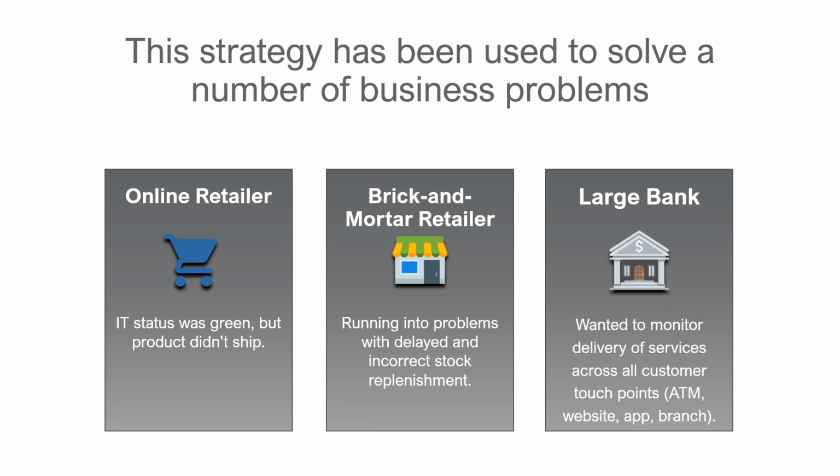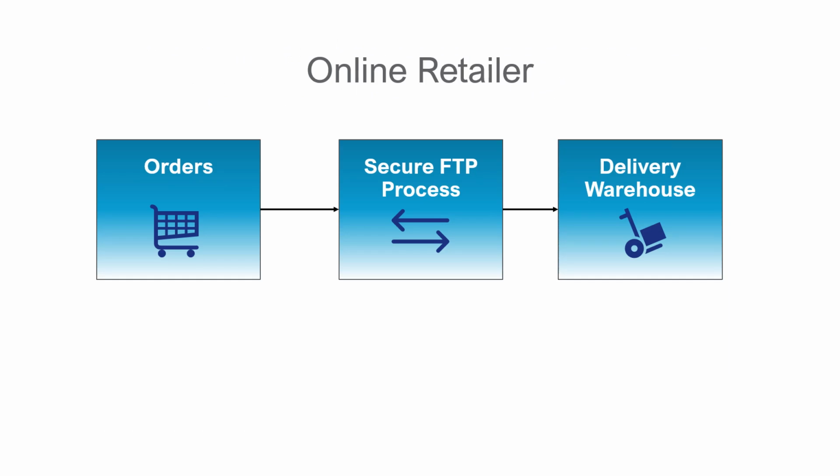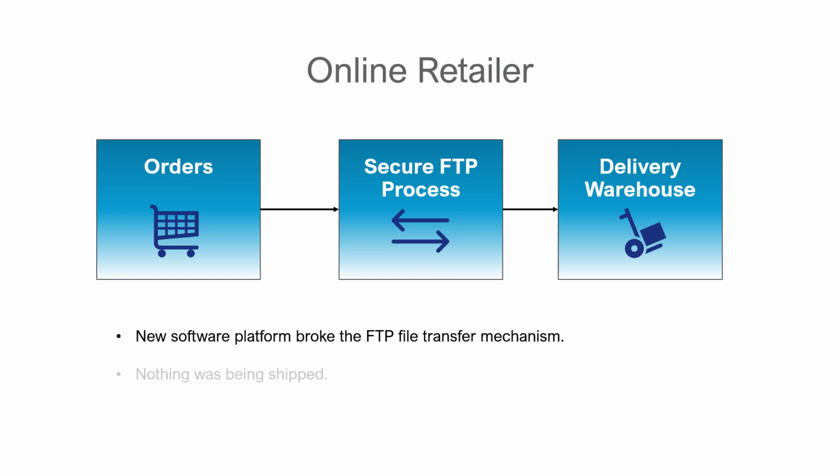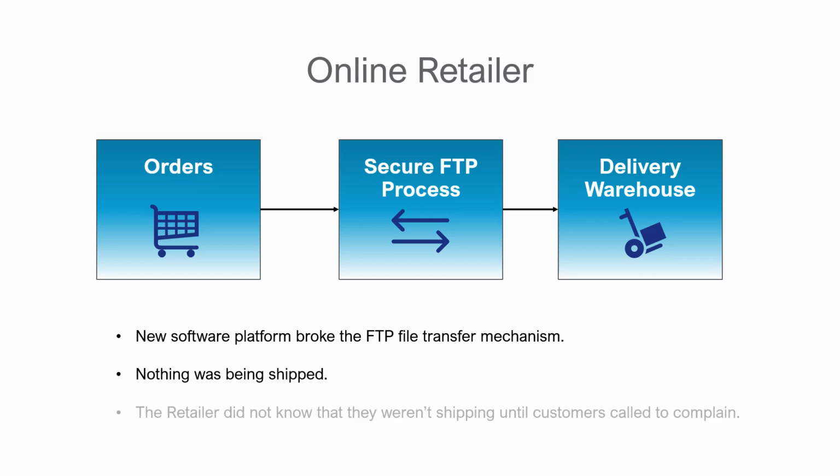highlighting 3 cases. In the first case, we talked to an online retailer that sold products delivered by third-party warehouses. One of the final steps is to send an order over to the warehouse using a secure FTP process. When they rolled out a new version of their backend software, they inadvertently broke the file transfer mechanism. While this was an issue, the real problem is that they didn't know they weren't shipping product until 3 days later when the customers started calling to ask where their order was.